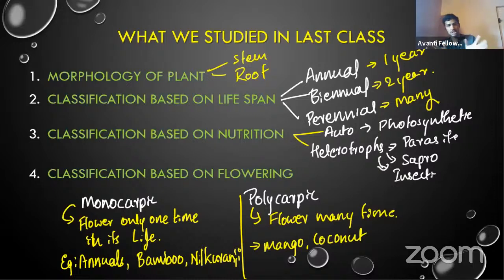I just wanted to tell this because last time I forgot. So these are the things we studied, and I will repeat one more time. Monocarpic means flowering only one time in its life. Examples: all annuals, bamboo, Neelakurinji, Strobilanthes kunthiana, the scientific name, which you don't need. Second, polycarpic flowers many times, like mango and coconut.